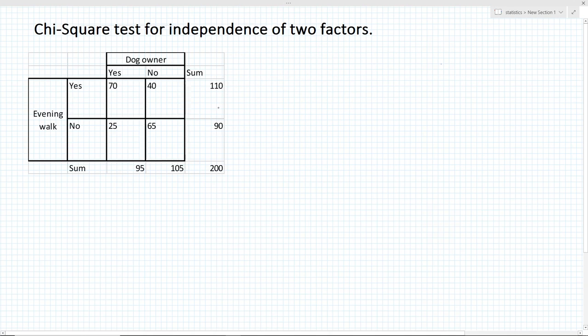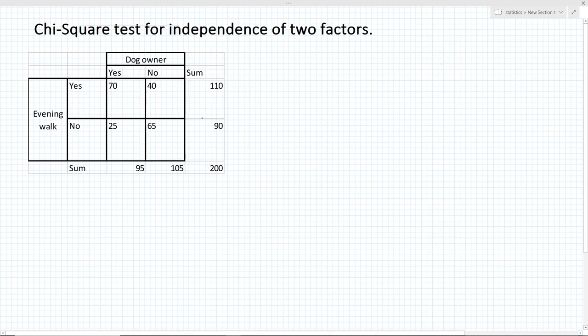We had a survey with 200 participants where each of them was asked two questions with a possible answer yes or no. The first question was if they had a dog or not, and the second question was if they were going for regular evening walks. The answers were summarized in the table that you see now on the screen.